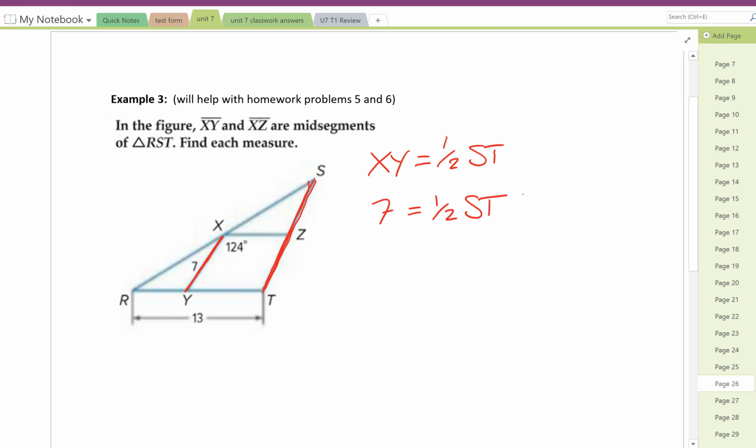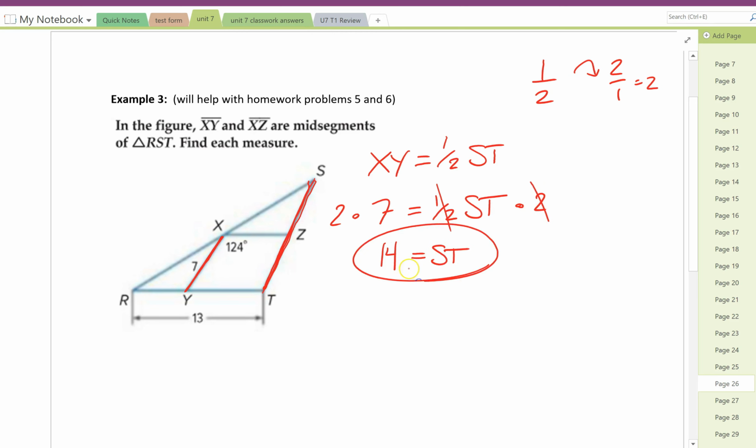If I want to figure out what this is and I want to get rid of a fraction, I multiply by its reciprocal. So the reciprocal of 1/2, if I flip it over, would be 2 over 1, which is just 2. So I'm going to multiply both sides of the equation by 2. 2 times 7 is 14. The 2 and the half cancel each other out, so 14 is how long ST would have to be.